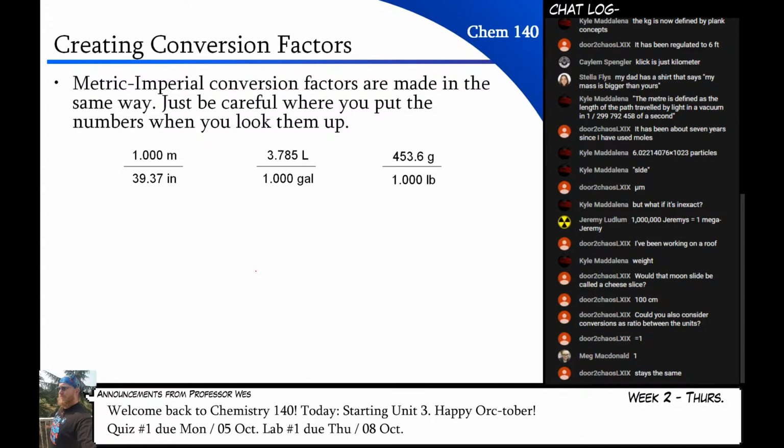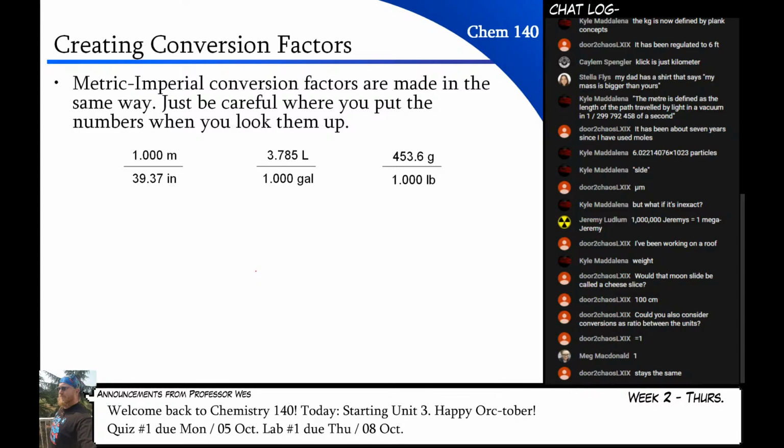Now, can you make a conversion factor out of something that isn't metric to metric? And the answer is yes, but you don't have a chart to memorize. In this case, you just look up the conversions and put the numbers where they are supposed to go based on what the conversion tells you.